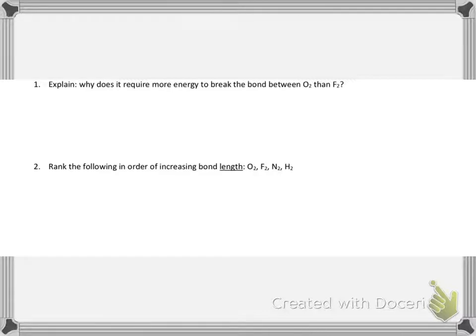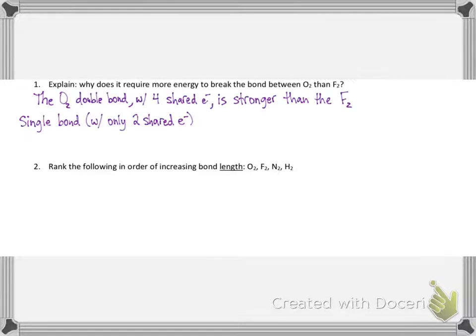Well, for the first one, it's recognizing that, of course, O2 has a double bond, sharing 4 electrons, stronger attraction, is going to take more energy to break than the single bond in F2. Okay, so for number 2, let's do the easy ones first. Hopefully you recognize that nitrogen, that triple bond, is going to be super short, which means the double bond of oxygen is going to be a little bit bigger. And so, of course, the single bond of fluorine is going to be the biggest of all.